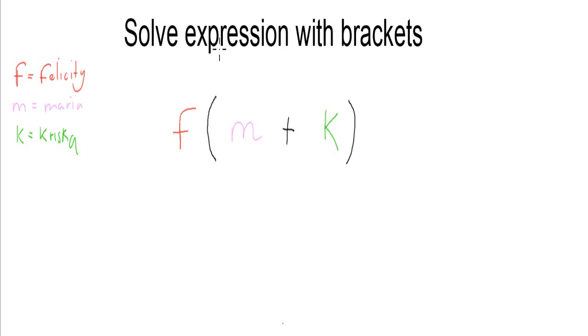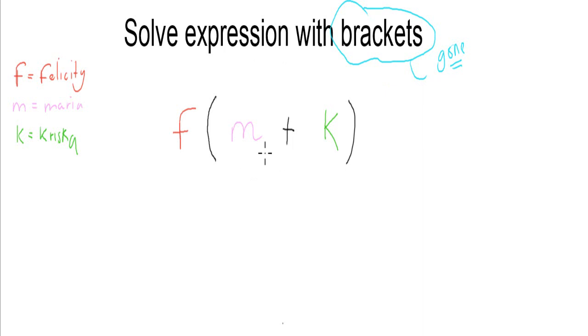In this video, I'm going to talk about how we can solve expressions that have brackets, because it's important to realize that those brackets have to be gone by the end. Brackets should be gone by the end of solving expressions. For example, this expression, f bracket open m plus k bracket closed, how can we solve this? How can we remove the brackets?